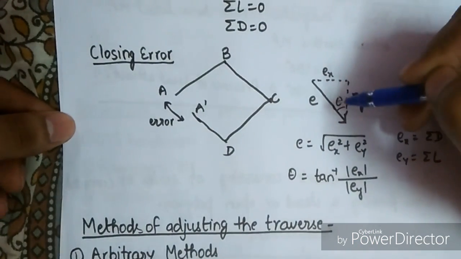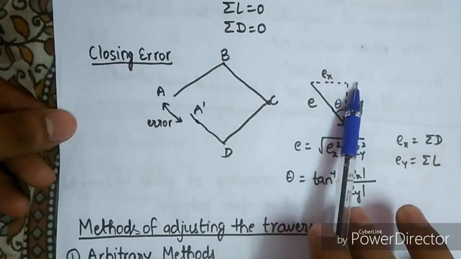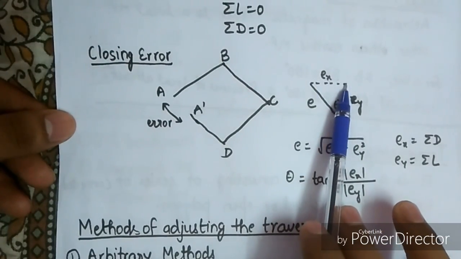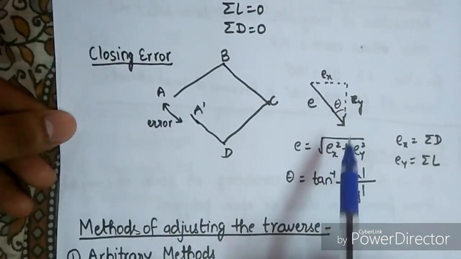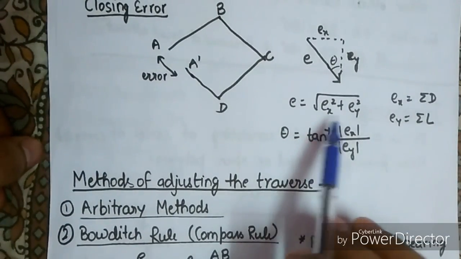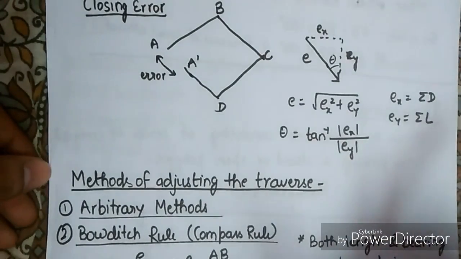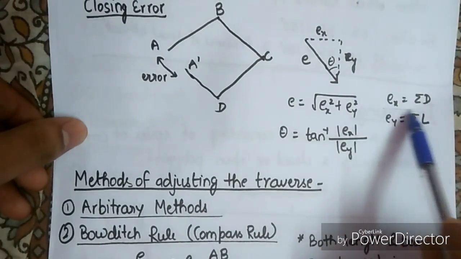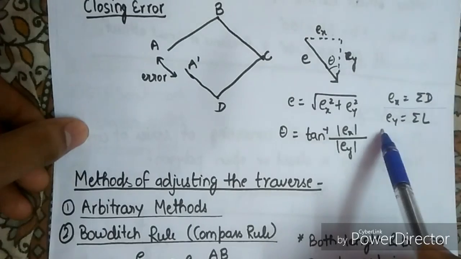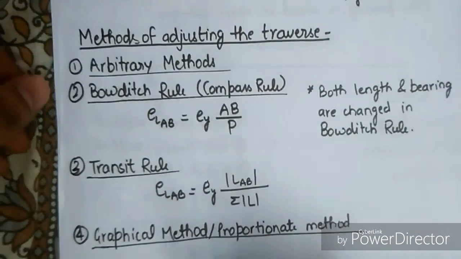We can see it here. This E is the closing error, EX is in the direction of departure, EY is in the direction of latitude. So E is the square root of EX squared plus EY squared, and theta is tan inverse of EX upon EY. EX equals sigma D, sigma of departure, and EY is sigma of latitude. There is a method of adjustment of the traverse.